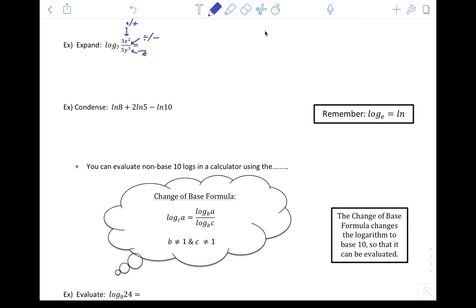A power to a power, you multiply the powers. Put it down front and multiply. So this is actually pretty quick and easy once you get the hang of it. It's not that complicated. So let's talk about what we see.